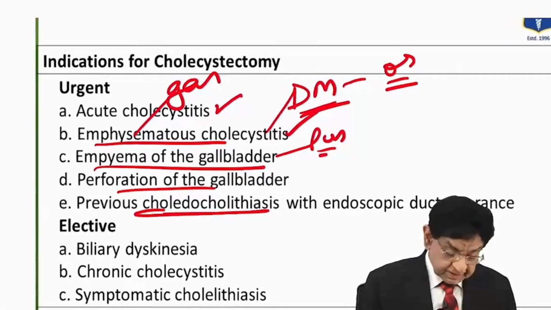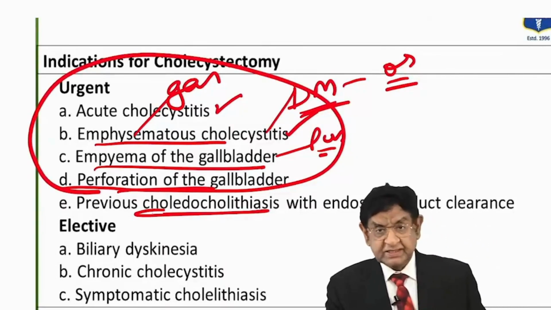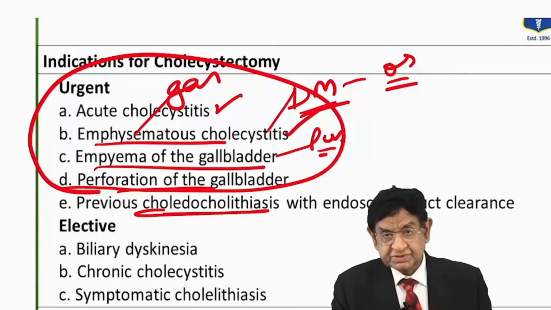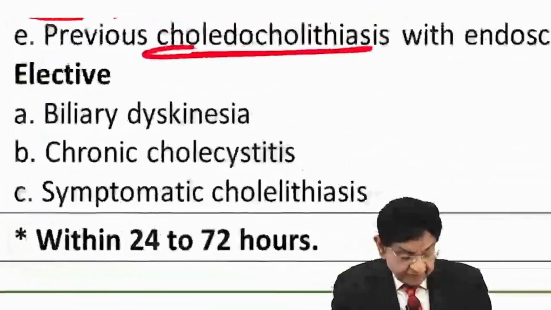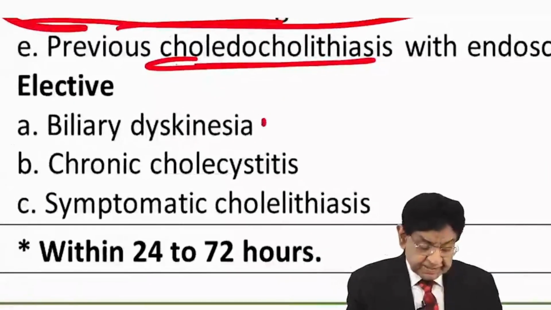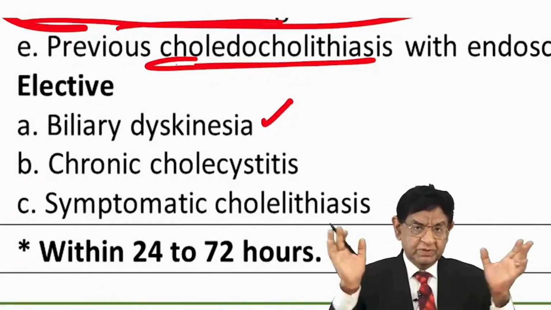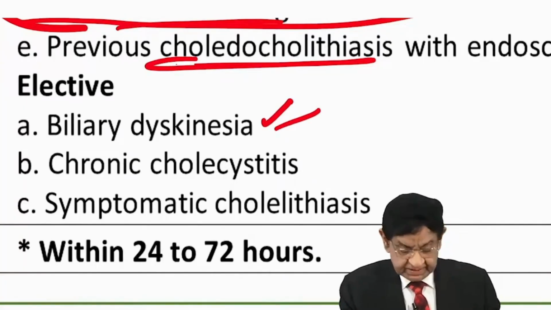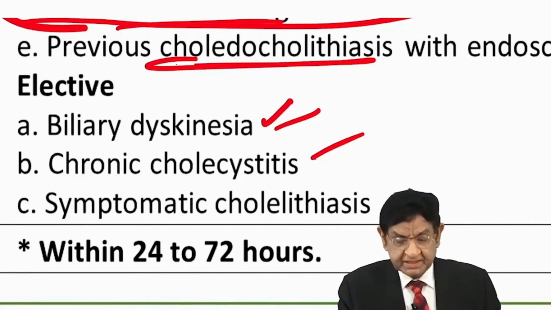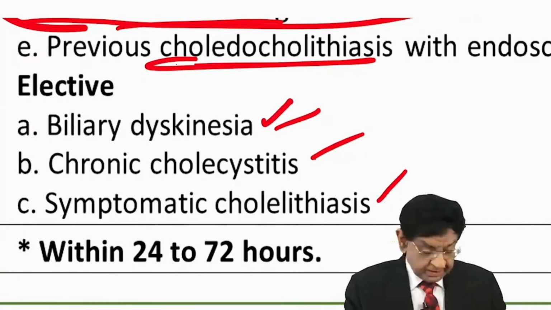But out of these, don't forget these four. These four are the urgent indications of surgery by cholecystectomy. Elective surgery we can plan for biliary dyskinesia, where we find the gallbladder is not contracting properly, and even after meals you can see the gallbladder is distended. Chronic cholecystitis and symptomatic cholelithiasis are there. In such cases we can plan.